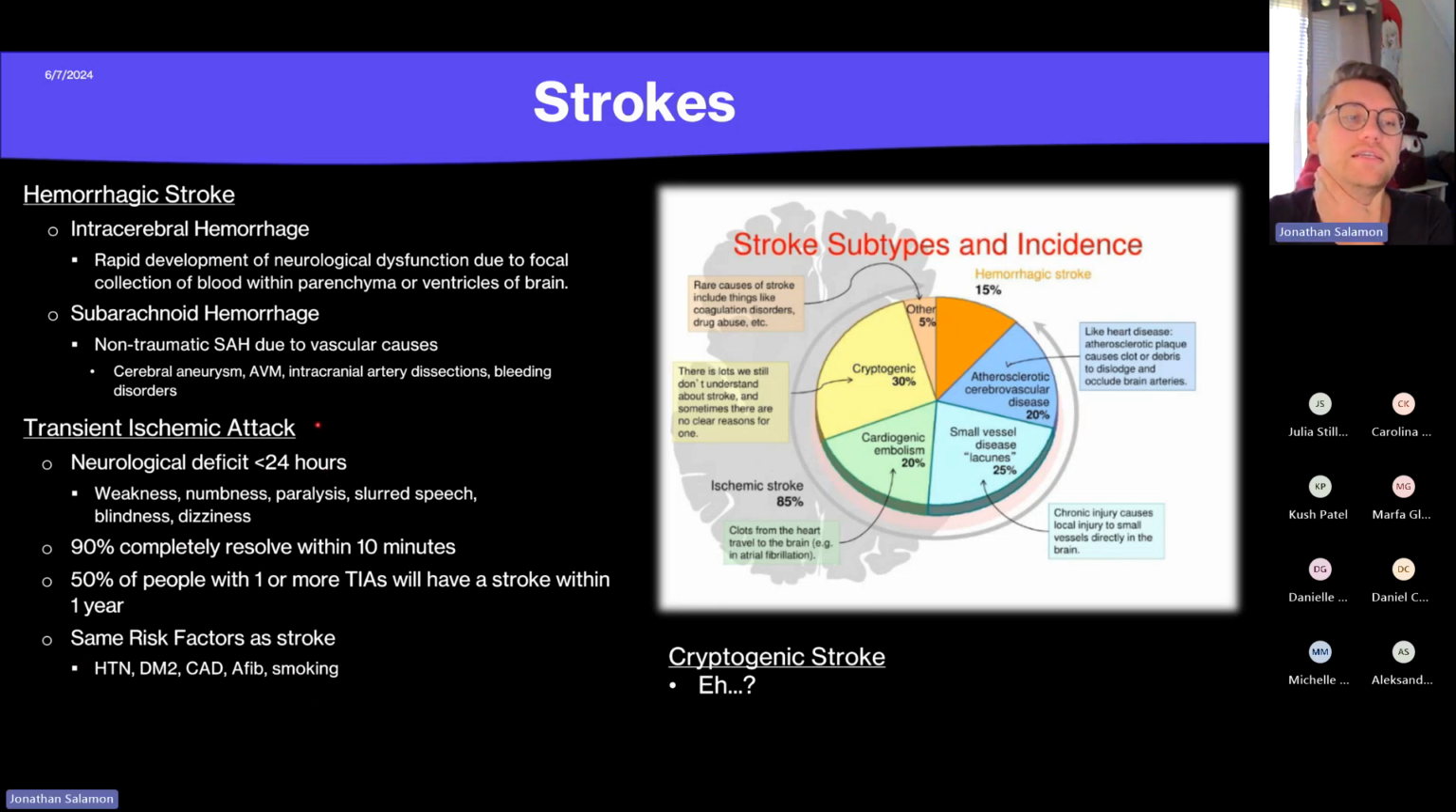If you get a question on this and they are asking you, is this a TIA or is this a stroke, you need to look for two things. How long did the symptoms last, more than 24 hours? And do they have permanent symptoms afterwards? If it has lasted for more than 24 hours or they have permanent symptoms, they want you to say it's a stroke. If they have no permanent symptoms, and it's lasted for less than 24 hours, they want you to say it's a TIA.